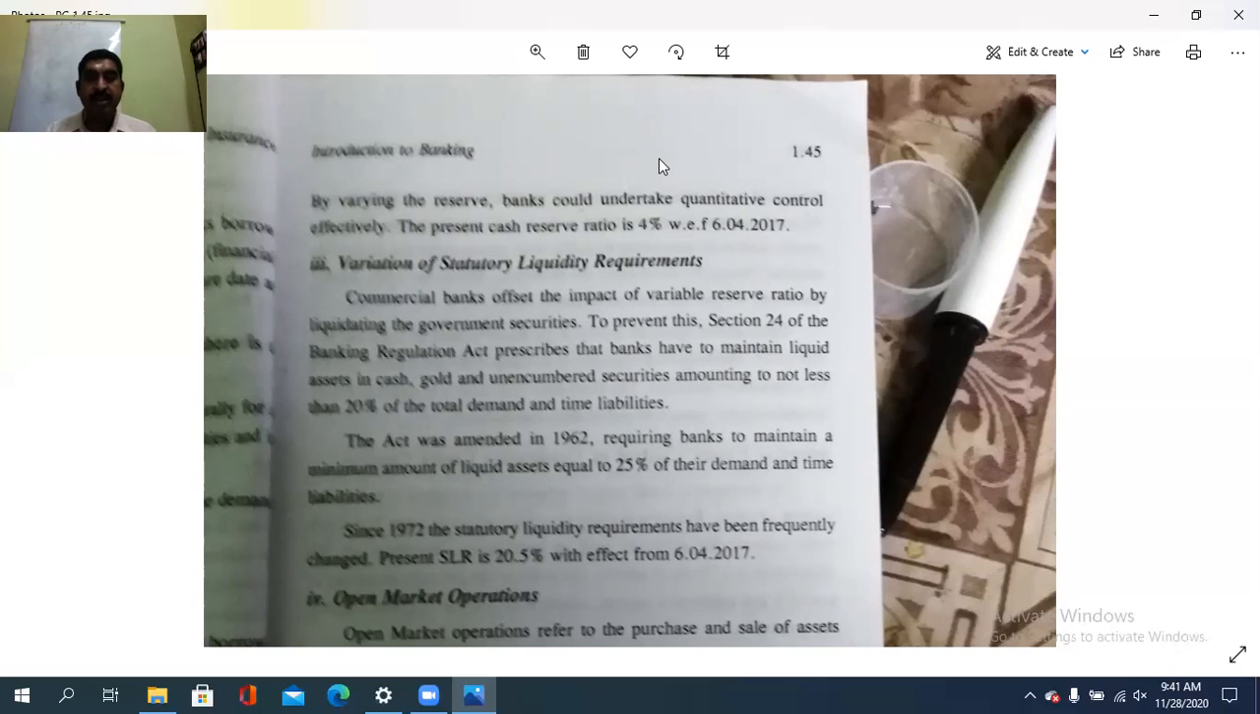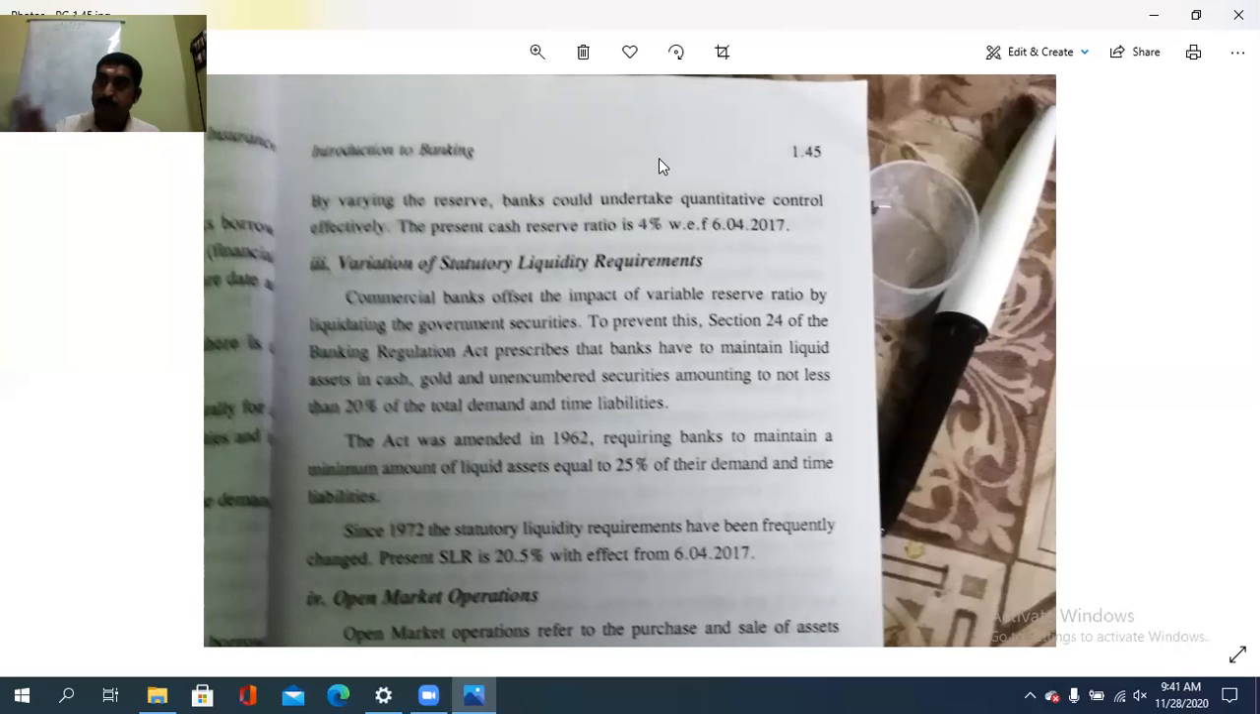The Act was amended in 1962, requiring the banks to maintain a minimum amount of liquid assets equal to 25% of their demand and time liability. So, 25% they need to maintain at least 25%. Since 1972, the statutory liquidity requirement have been frequently changed, and now the present statutory liquidity requirement is 20.5% from 6/4/17. അപ്പോൾ എല്ലാം ചേഞ്ച് ചെയ്തിരിക്കുന്നത് 6/4/17 അതായത് വേരിയബിൾ ക്യാഷ് റിസർവ് റേഷ്യോ ആസ് പെർ ദിസ് 4% ആണ്.